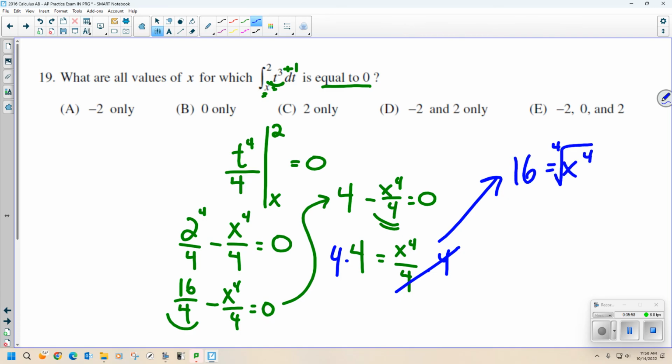And if I take the 4th root to make this x, 2. But guess what? Both of those work because I have an even exponent. So it will always turn out to be even. It's positive and negative 2, which is choice D. And I felt like I went through that fast after that last problem, 18, but there it is.